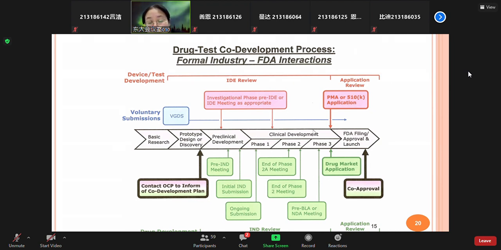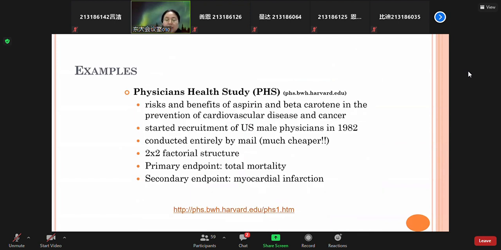And after clinical development, after phase 3, after drug marketing, we still need some more research. So from this flow chart you can find it's difficult to develop a new drug. Yeah, so high cost for a new drug.